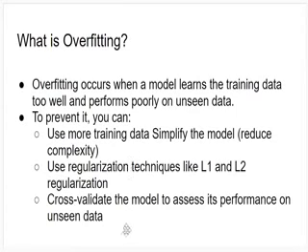The term is basically used if the model is performing really well on the training data that was used to train the model, and it is performing very, very badly on the unseen data. That is called overfitting.